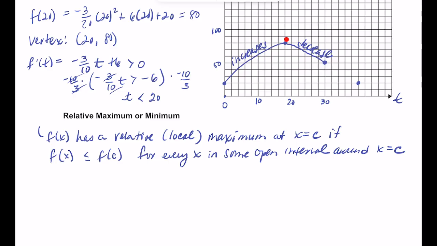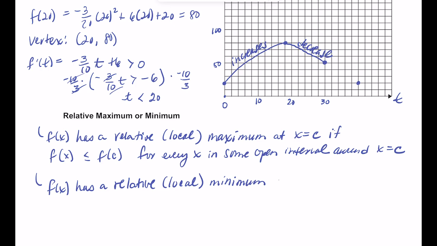So in other words, here's where the maximum occurs. F of x is less than or equal to that value right there. That value is the highest point, the highest y value. So that tells me there's a relative or local maximum. And we can say for relative mins, again, sometimes relative is referred to as local. They mean the same thing.